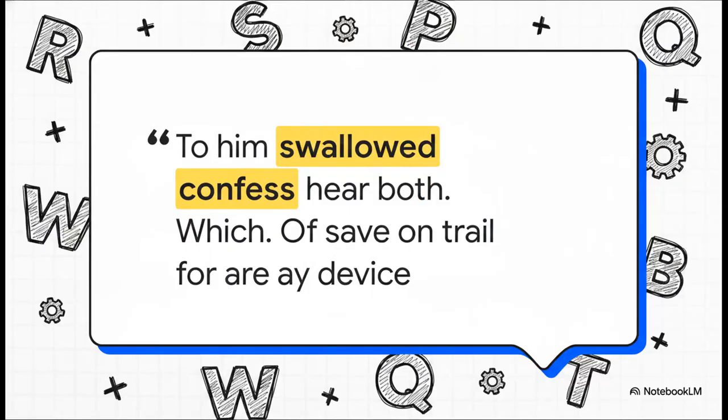Let's look at a real example to see what happens when we actually generate text. Check out this absolute gibberish. To him swallowed, confess here both. This was generated by a unigram model trained on the works of Shakespeare. Because a unigram predicts the next word without looking at any previous context at all, it just spits out words proportional to how often Shakespeare used them overall, zero regard for actual sentence structure.